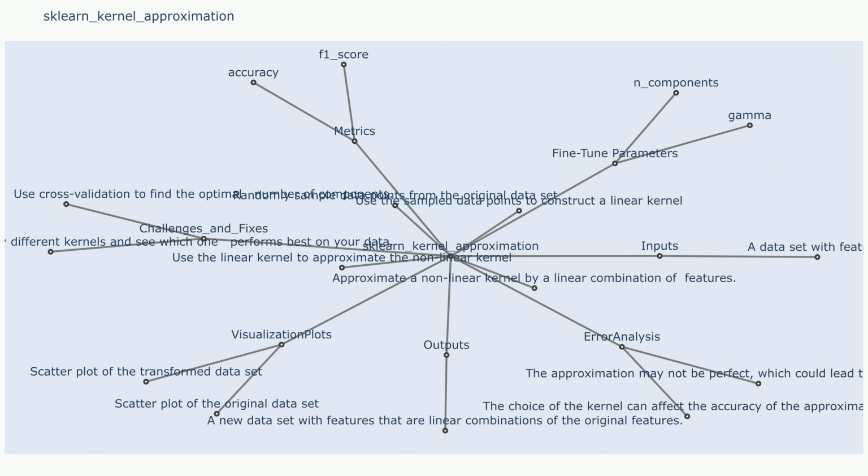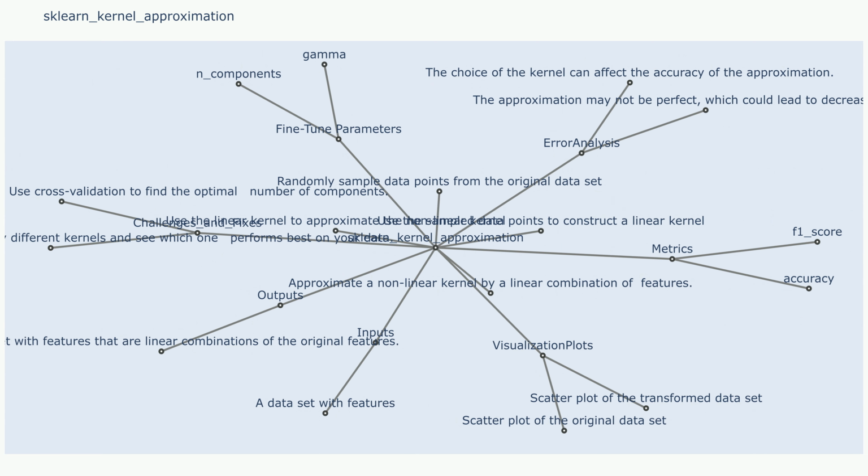Fixes to challenge 1: Increase the number of features in the approximated representation. Use a more sophisticated kernel approximation method. Employ feature engineering techniques to capture important features before applying kernel approximation.